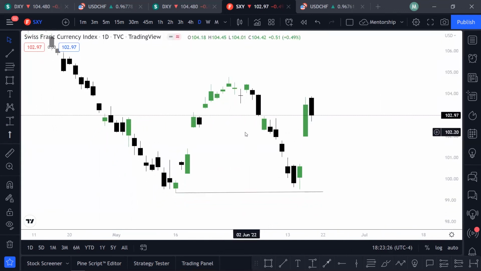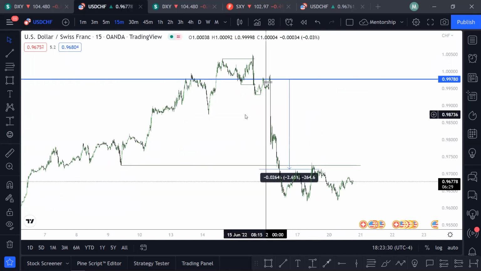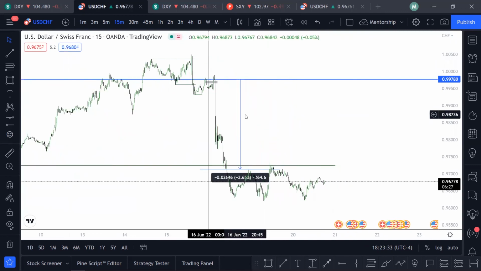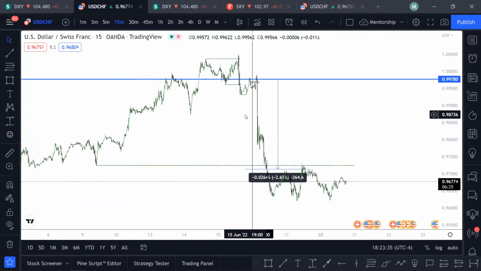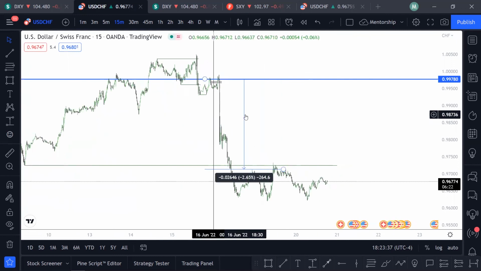Believe me, once you do this, you will predict where price is heading to, what it's going to do, and they call you a wizard.